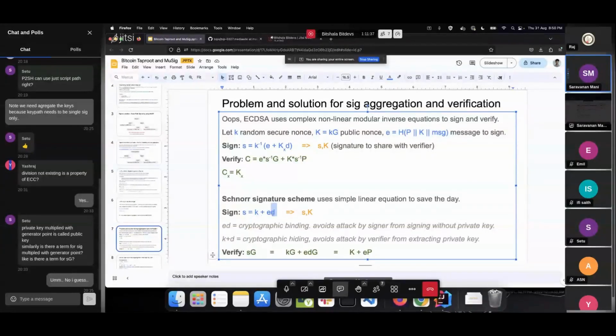With this equation, we can create s, and the k is the same one, the small k, and the K is here. The same one we share with the verifiers. The verifiers can use this information, and with some equation, they can easily verify it.